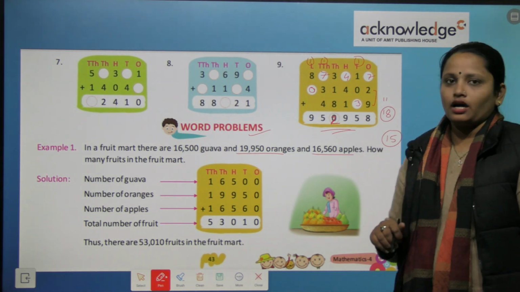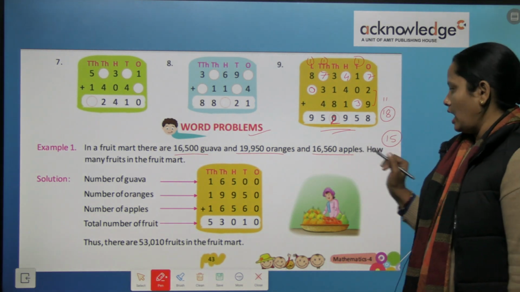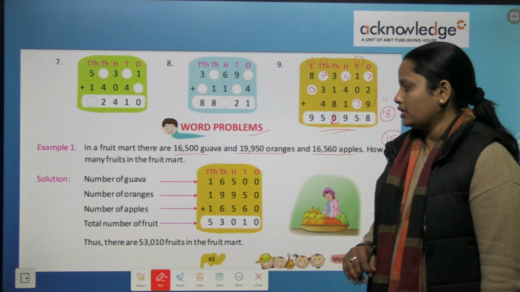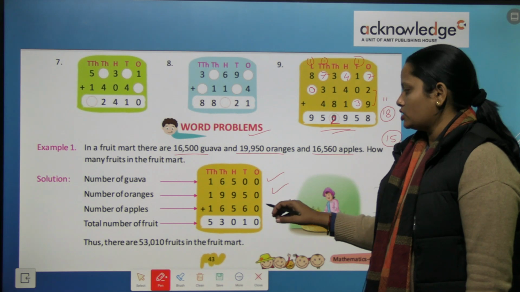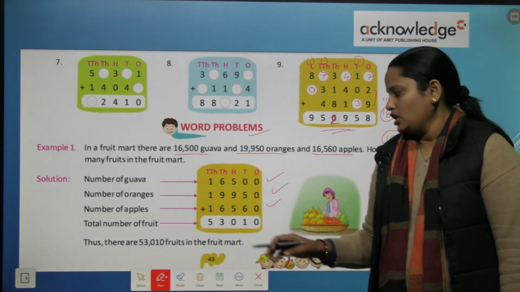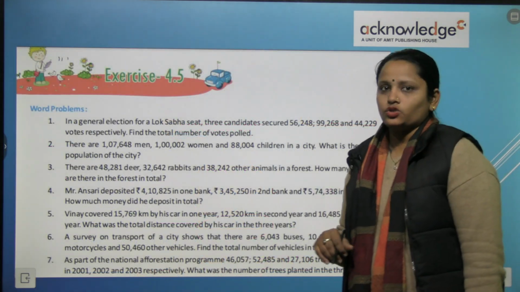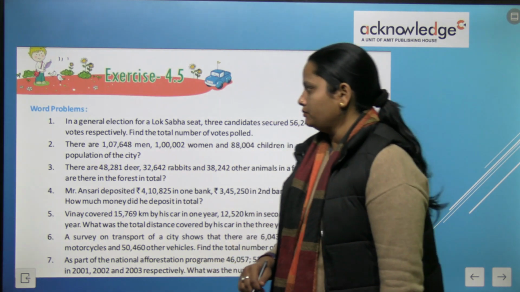So there was a fruit market, where there were this many guavas, this many oranges and this many apples. How many fruits are there in the fruit mart? How many guavas, how many fruits are there in the fruit mart? When we add the guavas, oranges and apples, the number of fruits will come in front of us. Now let's do this exercise 4.5. Here all the word problems are given.